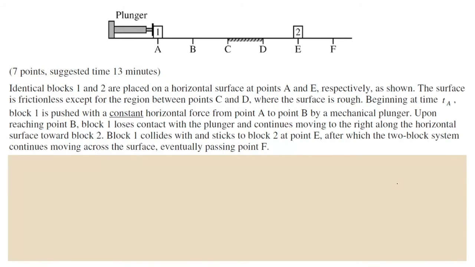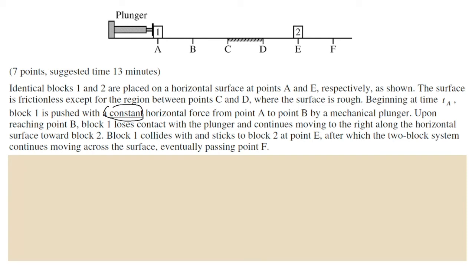All right, next question. One of the weirder questions I've ever seen on the AP test. I think it's interesting. It says identical blocks 1 and 2 are placed on horizontal surface at points A and E, respectively, as shown. The surface is frictionless except for the region between points C and D, where the surface is rough. Beginning at time TA, block 1 is pushed with a constant horizontal force. Notice they underlined constant for you. Oh my God, what a gift. Between point A and B by a mechanical plunger.